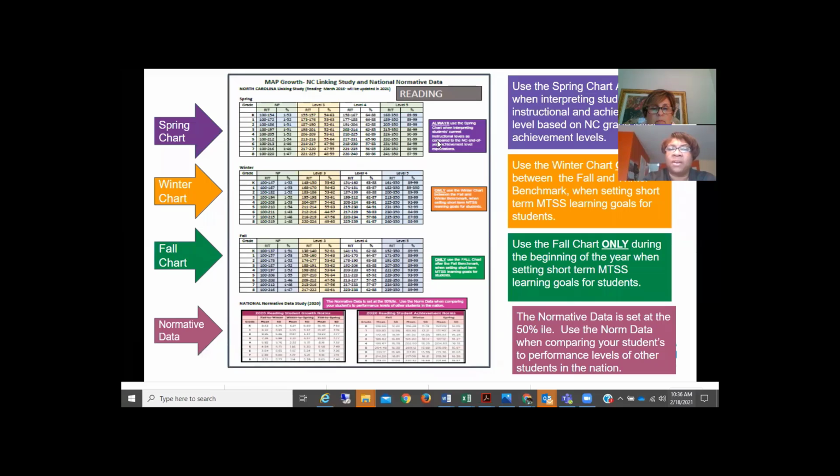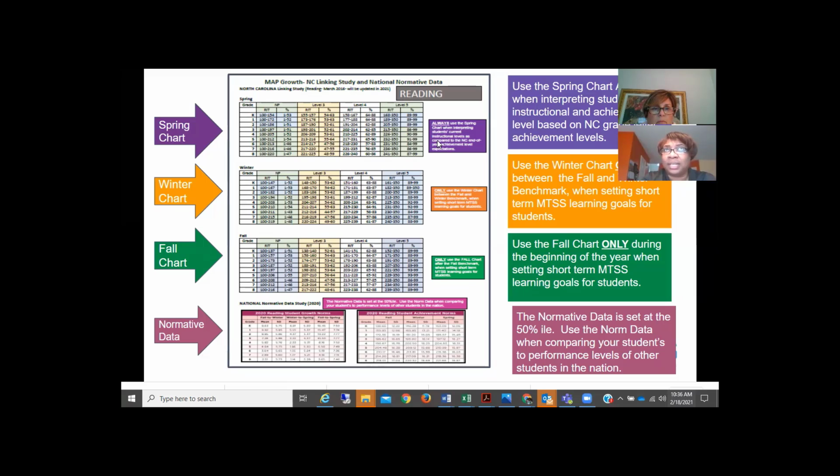And we are always comparing in the spring chart where our kids really are. The other two parts of the chart, the winter and the fall, notice it says "only" in nice, bold, and underline. You use those when we're setting short-term goals for our students and for MTSS. Those two charts are only used when setting short-term goals for MTSS. And then the normative data chart on the bottom just gives you a national norm idea.